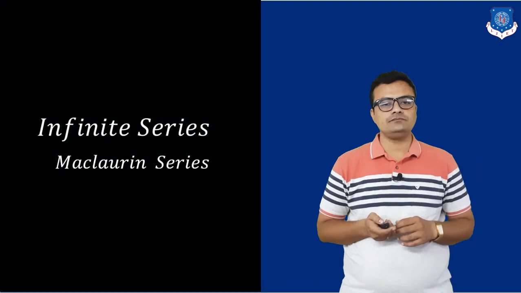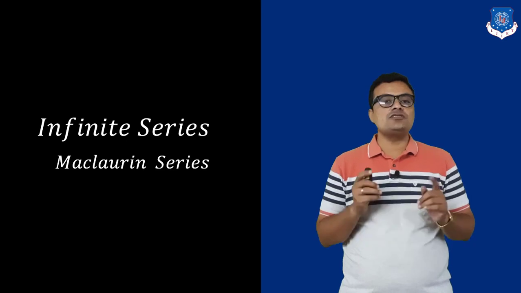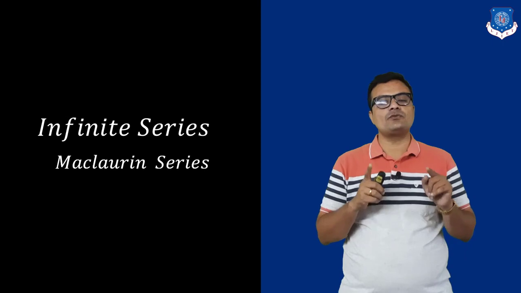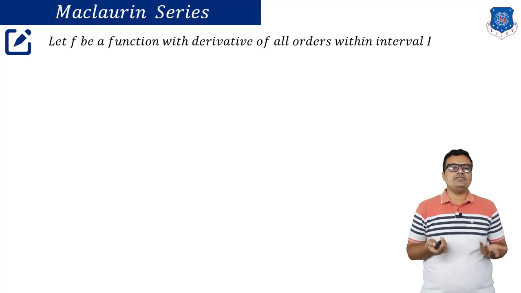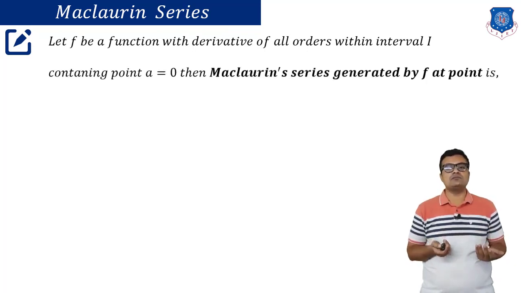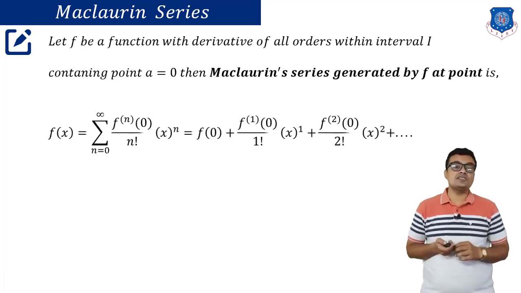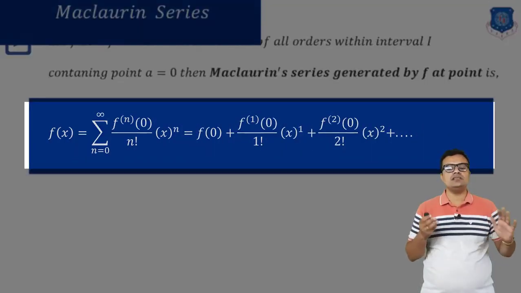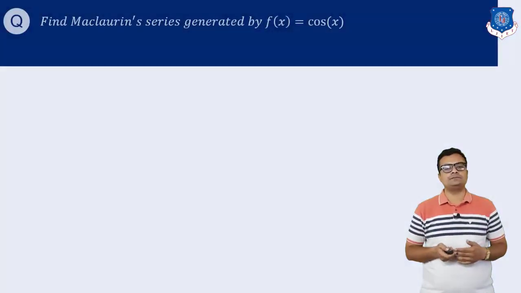Now let us move to the second part, Maclaurin series. As I told you earlier also, Maclaurin series is nothing but a special case of Taylor series where we are focusing on the origin as the center of expansion. So the definition is something like this: if f is a differentiable function of all orders within interval I, and the interval contains the origin, then its Maclaurin series is given by this. I am simply replacing my value of a with 0. Nothing more than that. Now let us move towards an example.